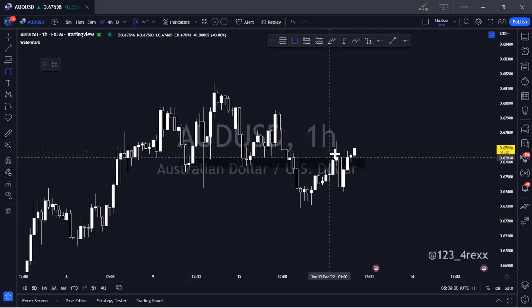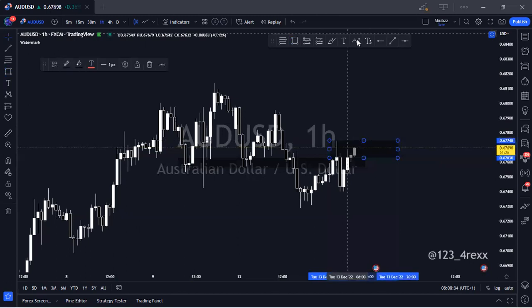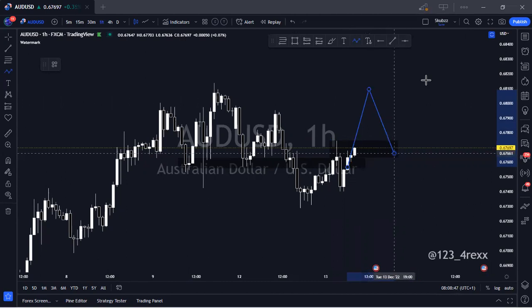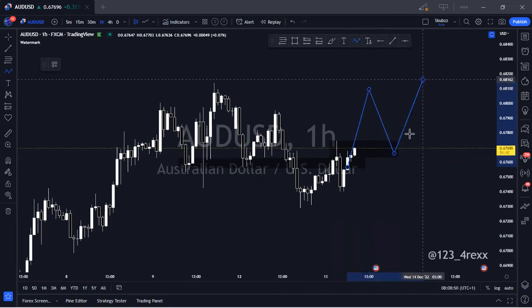Can we come and break above this week here? If we break above this week here, then we have a shift back into an uptrend. If we break above, then we can be looking for a retest there. We'll have a shift in market structure. So that's what we're going to be looking at.